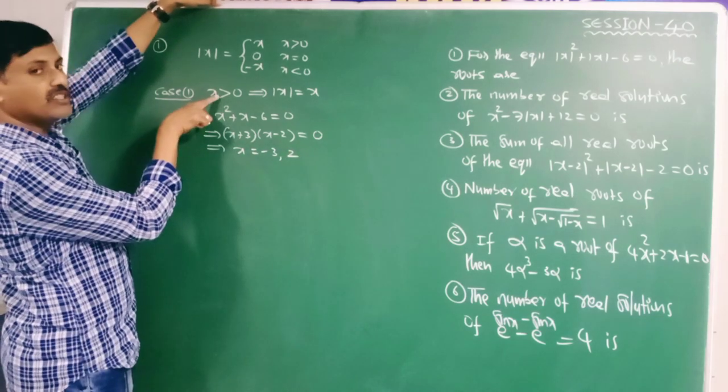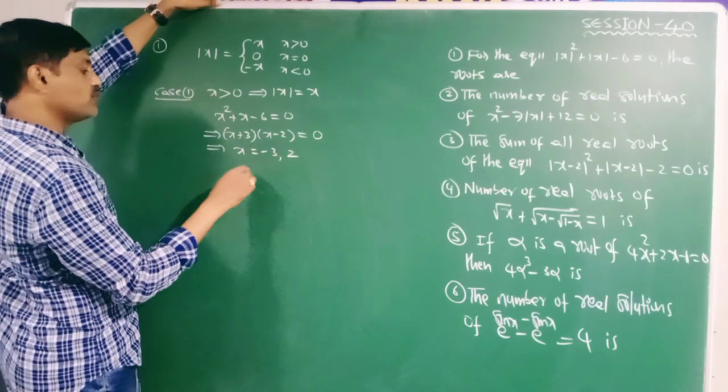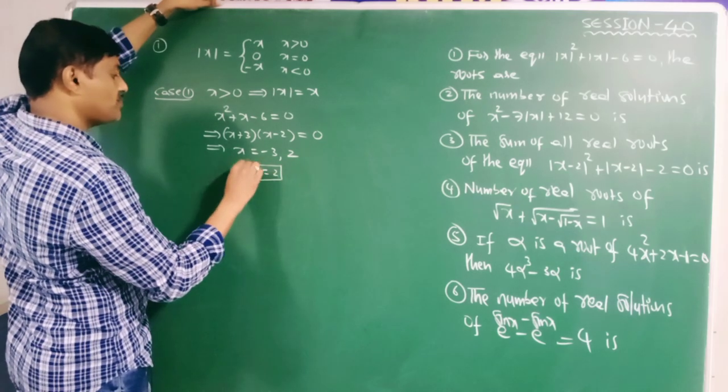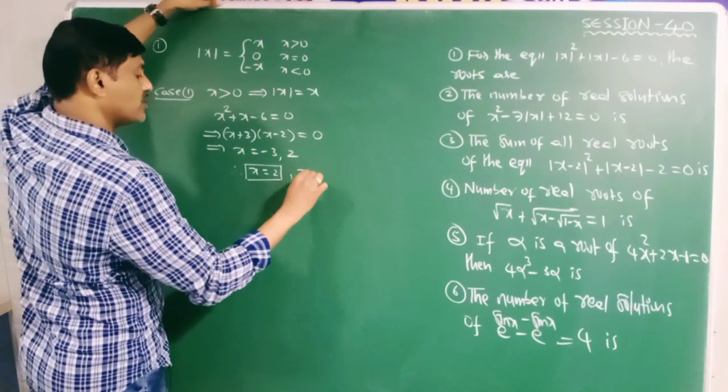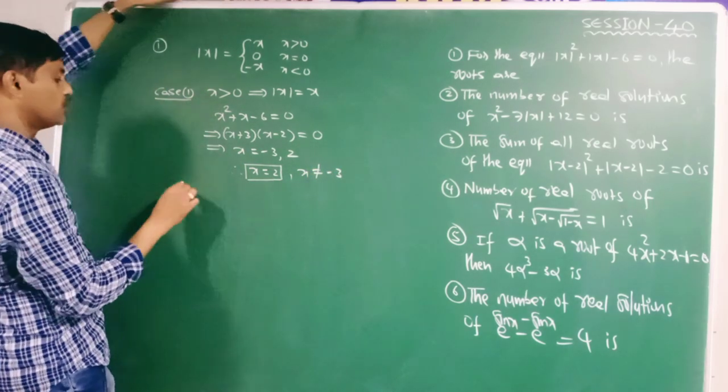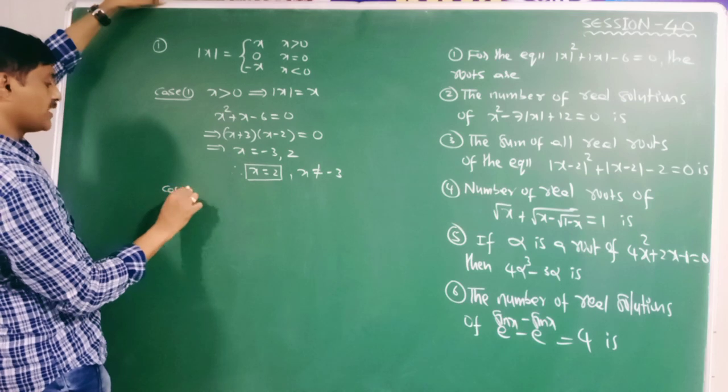But x is positive, no? Our root should be positive. In this case x is equal to 2 is a root. X is equal to 2 is a root, x not equal to minus 3 because x is positive. Now come to the second case.